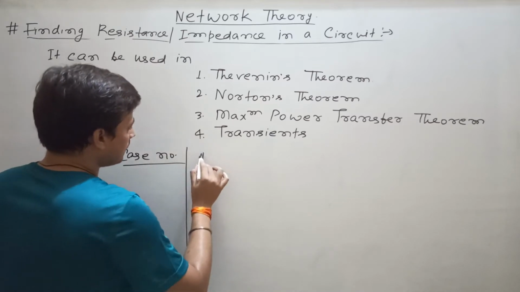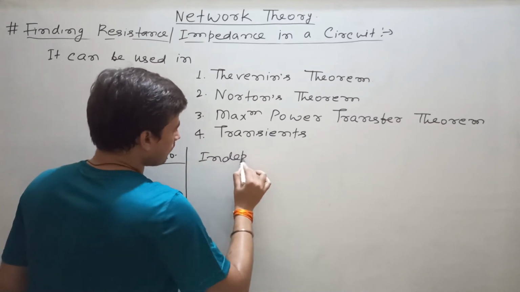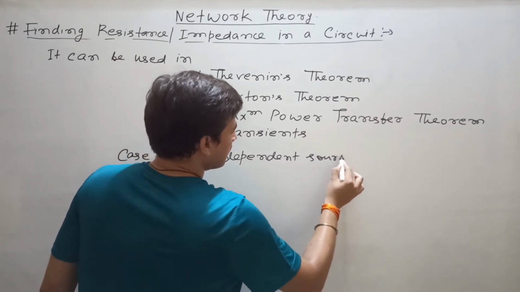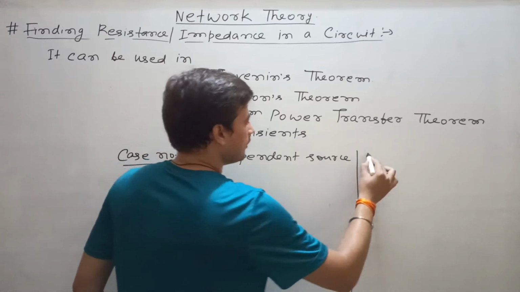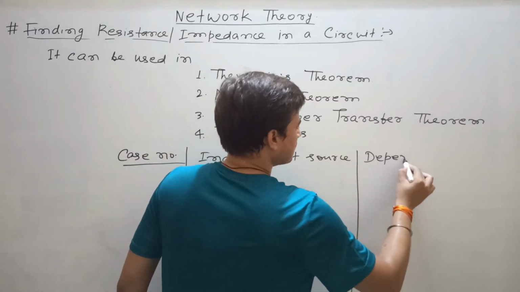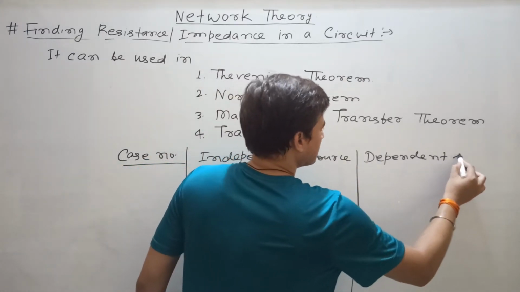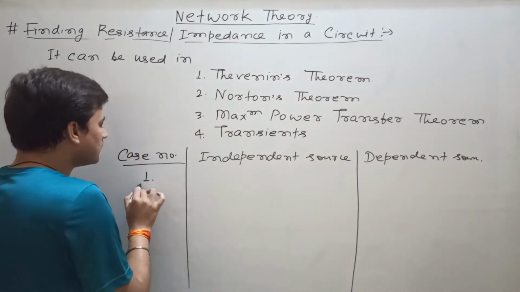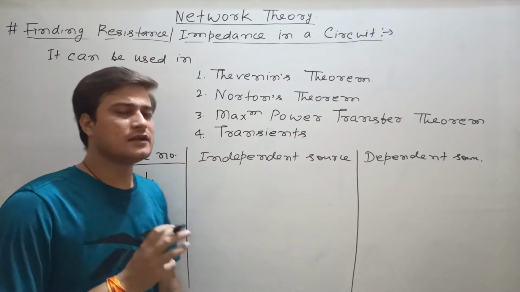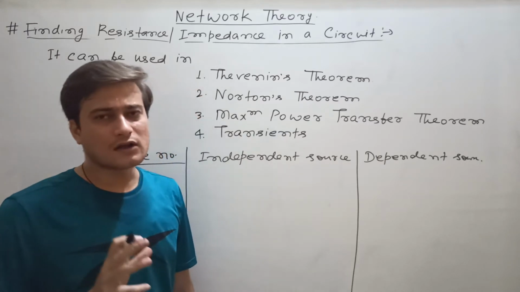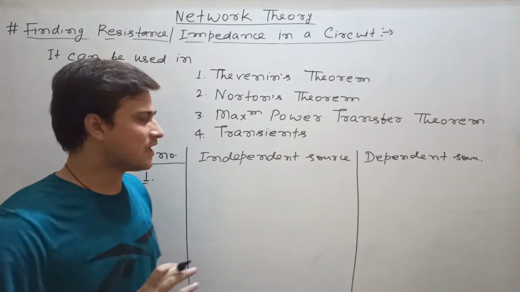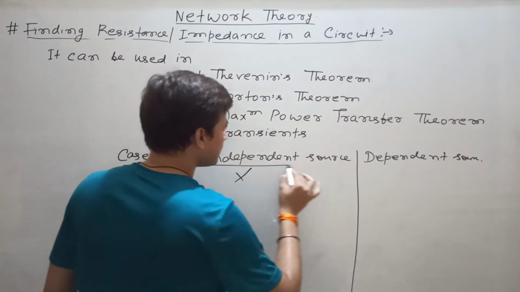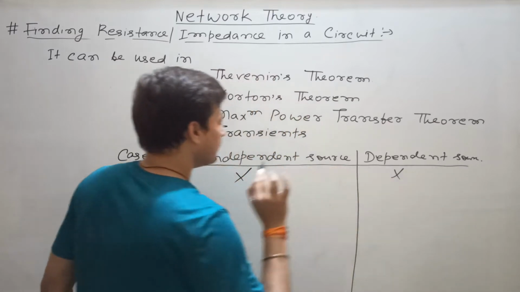Here you are having independent source, and next another column is of dependent source. This is dependent source. Clear? Now what you have to do? You will have 4 different types of circuits. In the first circuit, there will be only resistors or inductors or capacitors. That means there will be only passive elements. So independent source will not be present, dependent source will not be present.